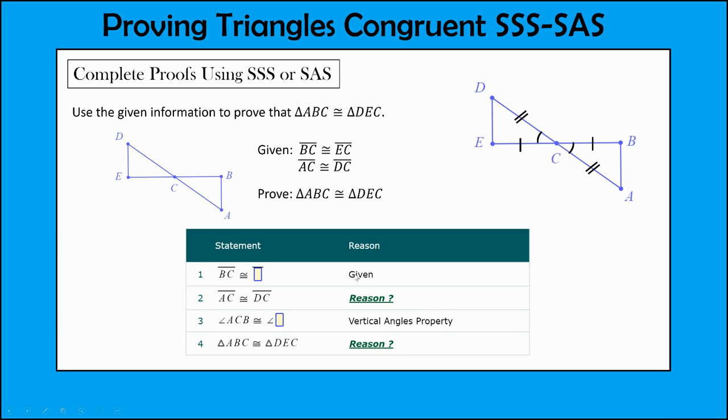BC is congruent to what? And that was a given. Well, right up here, BC is congruent to EC. That was a given. AC is congruent to DC. Well, that was also a given. Now, here's the part that we just made a conclusion of in that drawing. Angle ACB is congruent to, I put DCE. Now, you could have put ECD, that's the same thing. And the reason is because they're vertical angles. And then finally, we know that these two triangles are congruent by the side angle side congruence property.